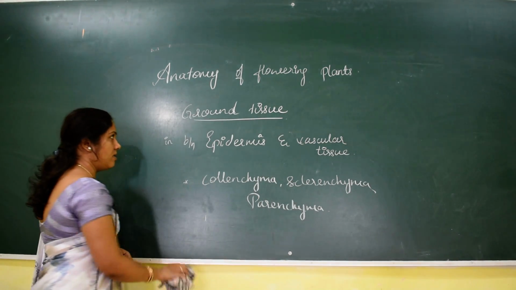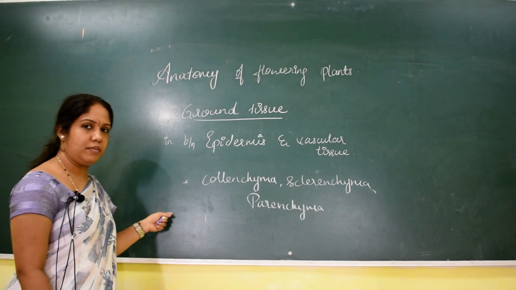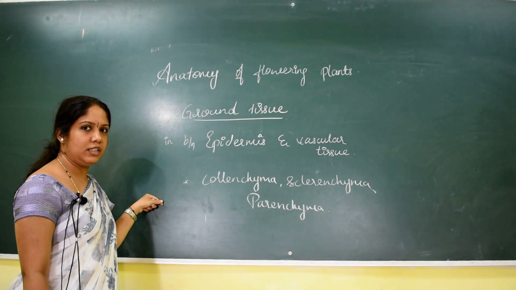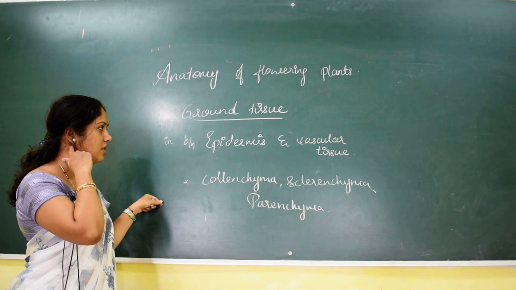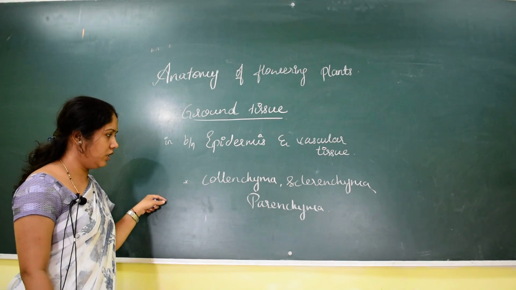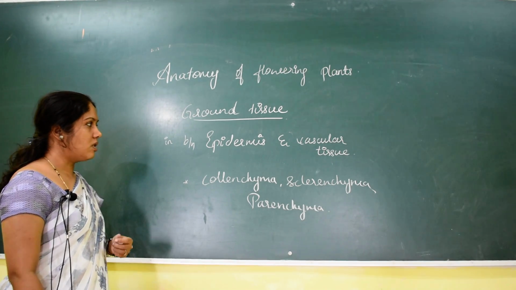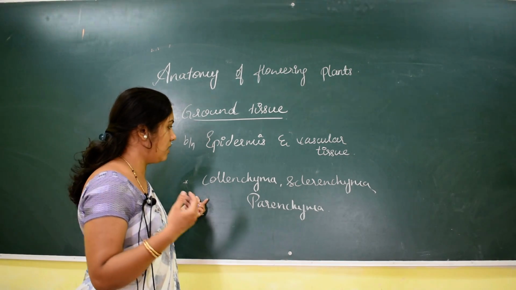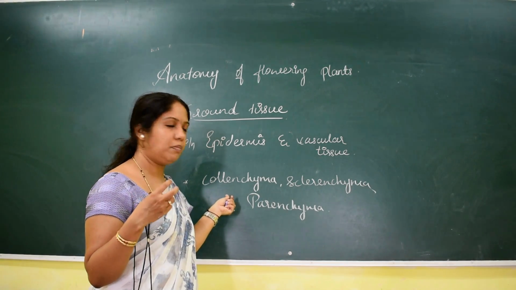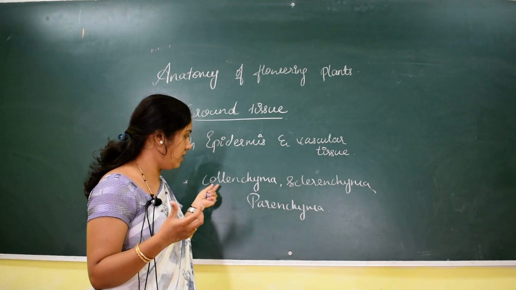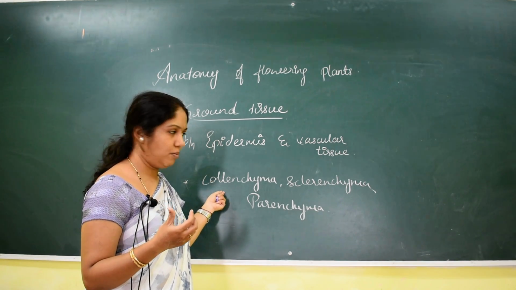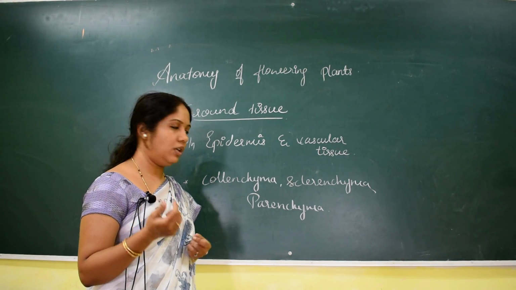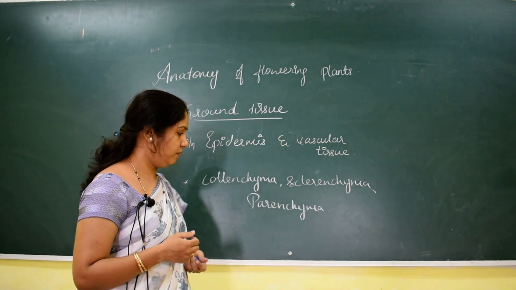Now this hypodermis is a region which is present below the epidermal region. Now this ground tissue, if it is made up of collenchyma cells, it mainly provides rigidity, as it gives mechanical support. If it is made up of sclerenchyma, it is a dead tissue, but even so it will provide mechanical support.